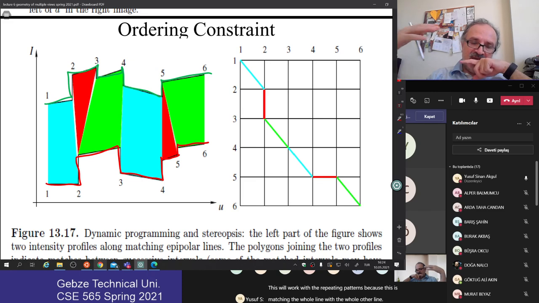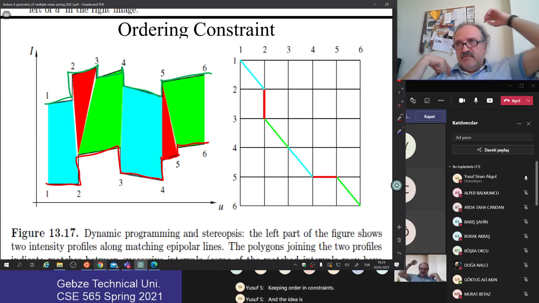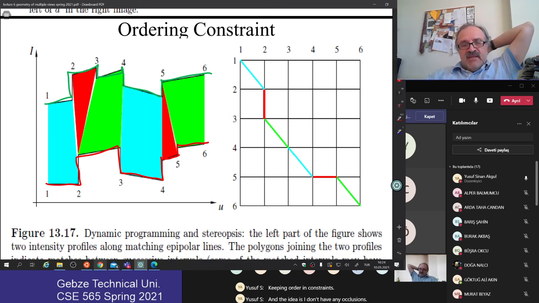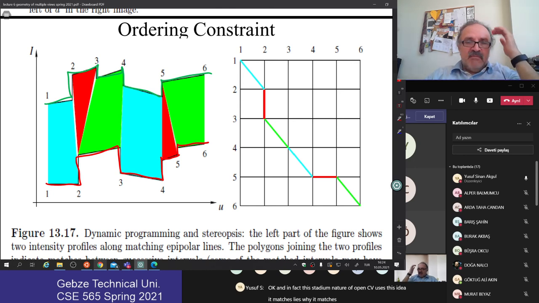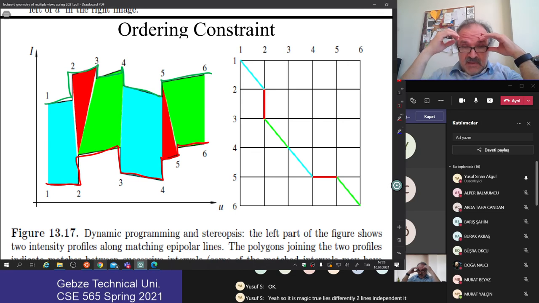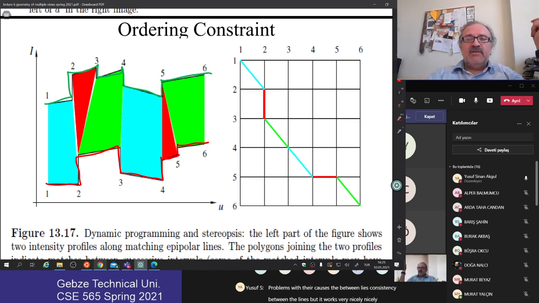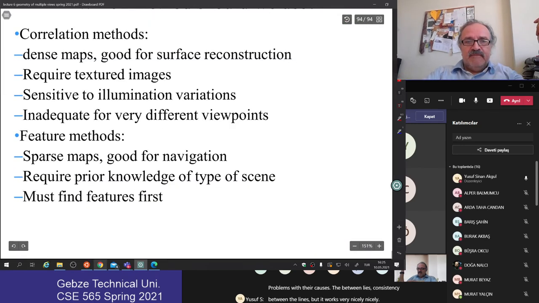Of course, the idea is keeping the order constraint, and the idea is I don't have any occlusions. Okay, and in fact, this stereo matcher of OpenCV uses this idea. It matches the stereo pairs line by line, so it is matching two lines independently. So there might be some problems with the consistency between lines, but it works very nicely. Okay, so this is called the constraint of ordering.